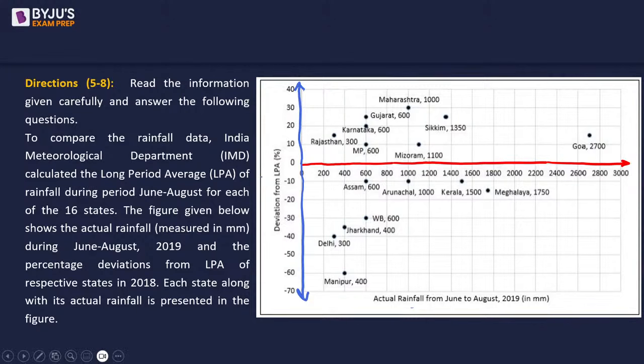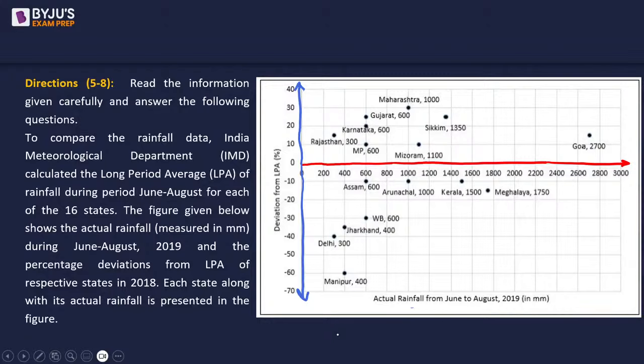Let's read the main stem now. To compare the rainfall data, IMD calculated the long period average or LPA of rainfall during period June to August for each of the 16 states. 3 months. The figure given below shows the actual rainfall during the June-August 2019 and the percentage deviation from LPA of respective states in 2018. So 18 की comparison में ये क्या हुआ है? Each state along with its actual rainfall is represented in the figure.